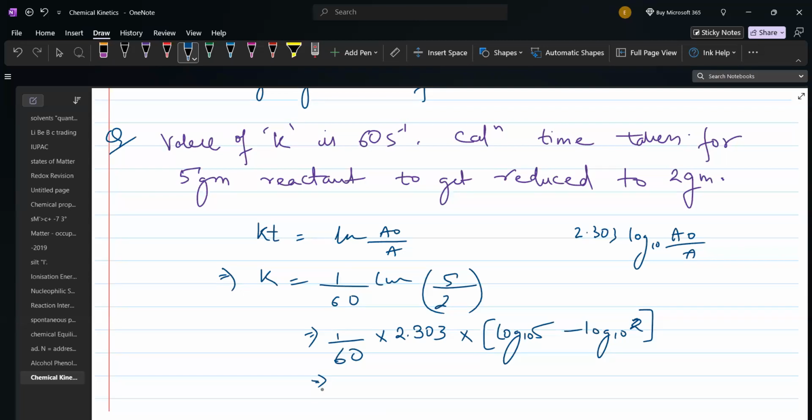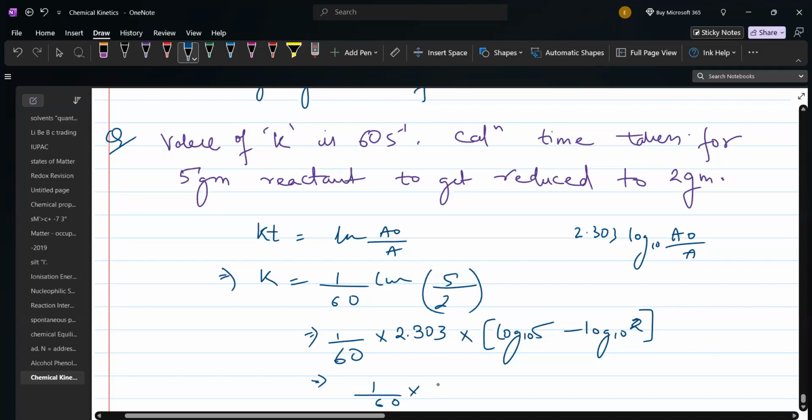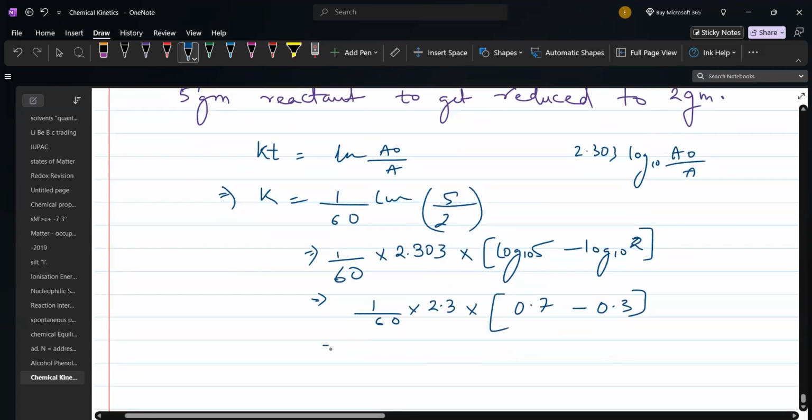Yes, sir. Okay. Further, when we are solving, this will be rounded off to 2.3 only, no problem at all. Log base 10 of 5 we have seen as 0.7. Log of 2 was 0.3. So 1 by 60 is equal to 2.3 times 0.4. Solve it. It is 15, right? So what will you get?